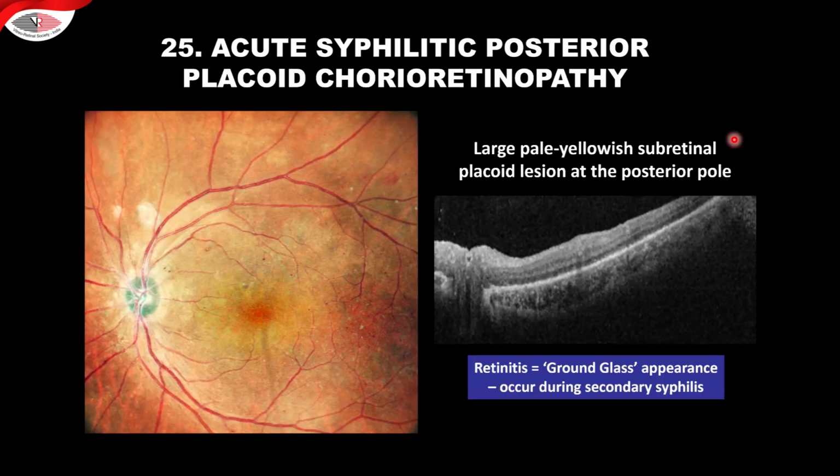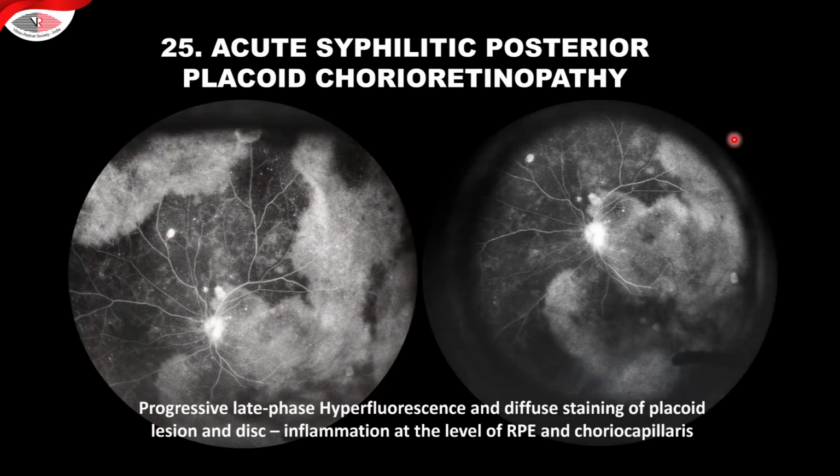Acute syphilitic posterior placoid chorioretinopathy. So here you see large, pale, yellowish subretinal placoid lesions at the posterior pole. Clinically, you see a ground glass appearance of the retinitis occur during the secondary syphilis. So here you see progressive late phase hyperfluorescence and diffuse staining of the placoid lesion and disc inflammation at the level of RPE and the choriocapillaris.